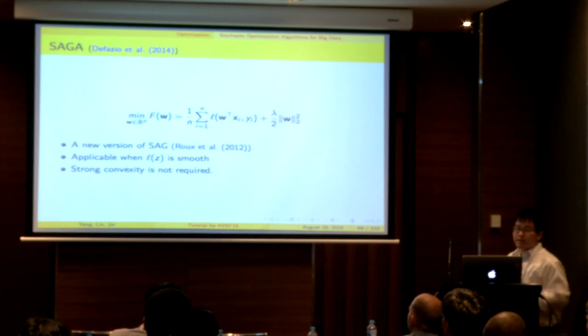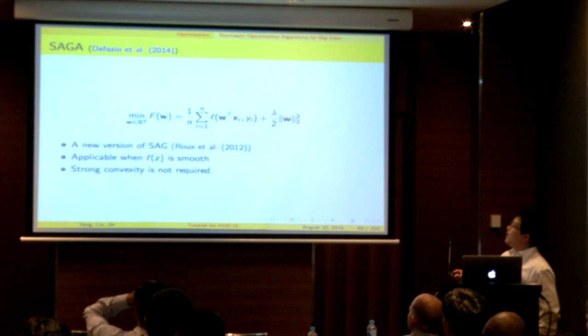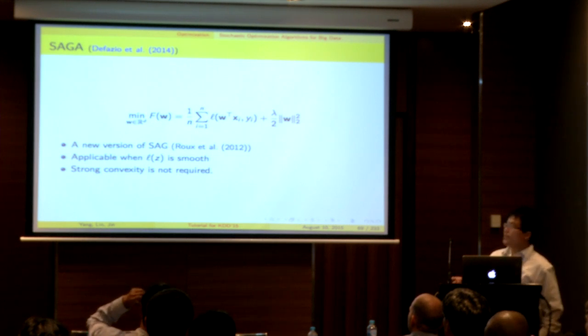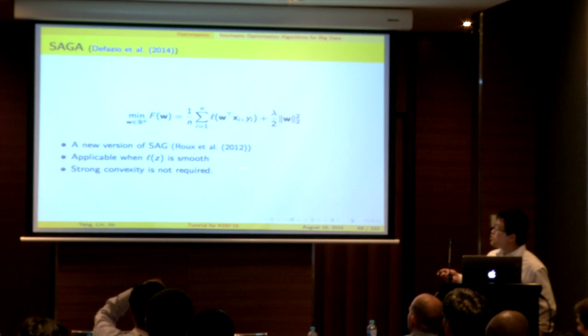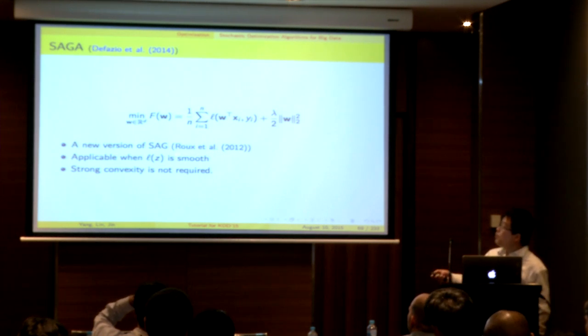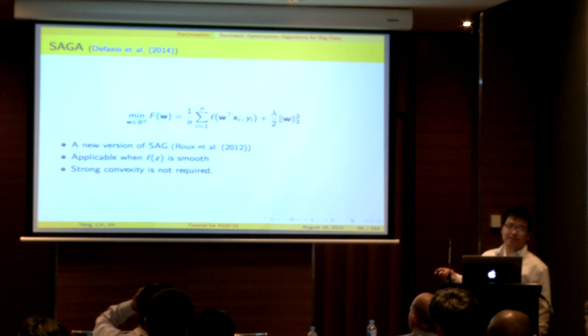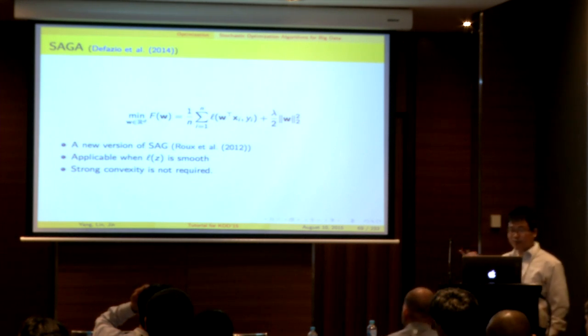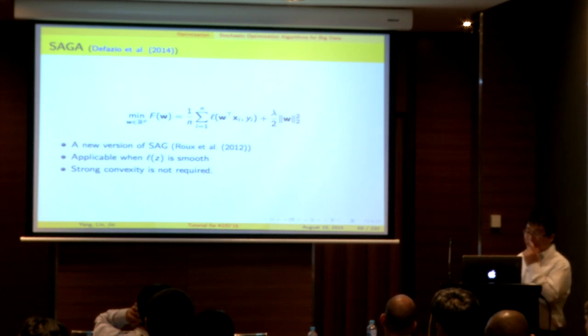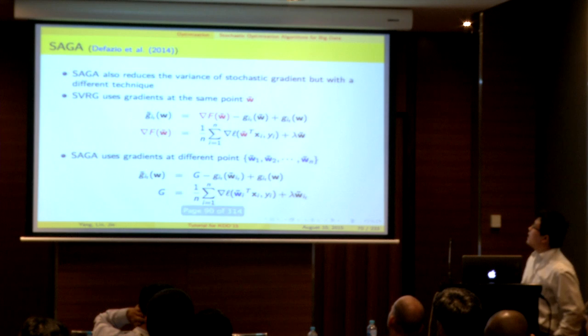Now this is more applicable than SVRG. You can apply it to non-strongly convex problems. This algorithm only asks for smoothness. It does not ask for strong convexity. So let's make it a little bit better. So here is the idea.